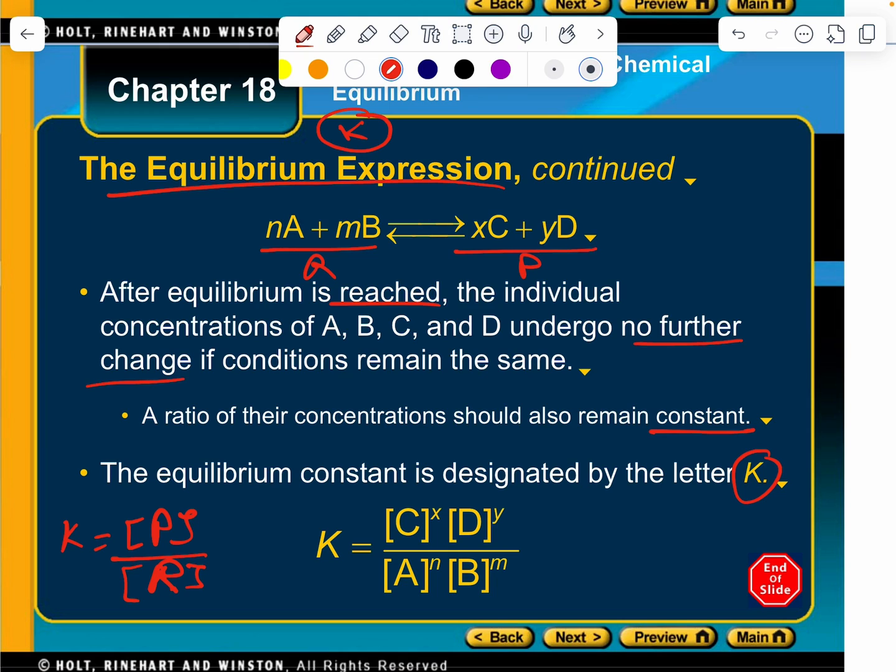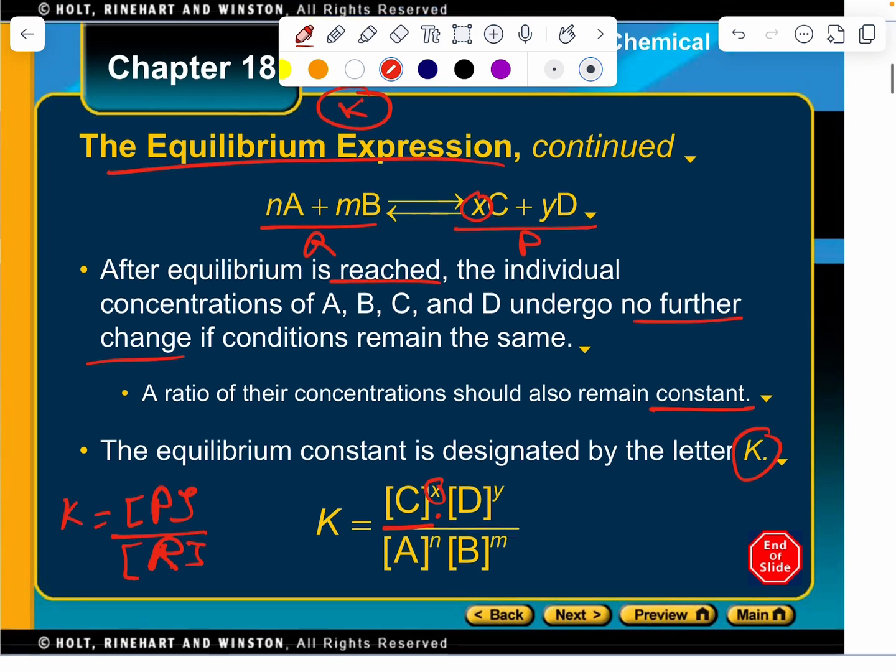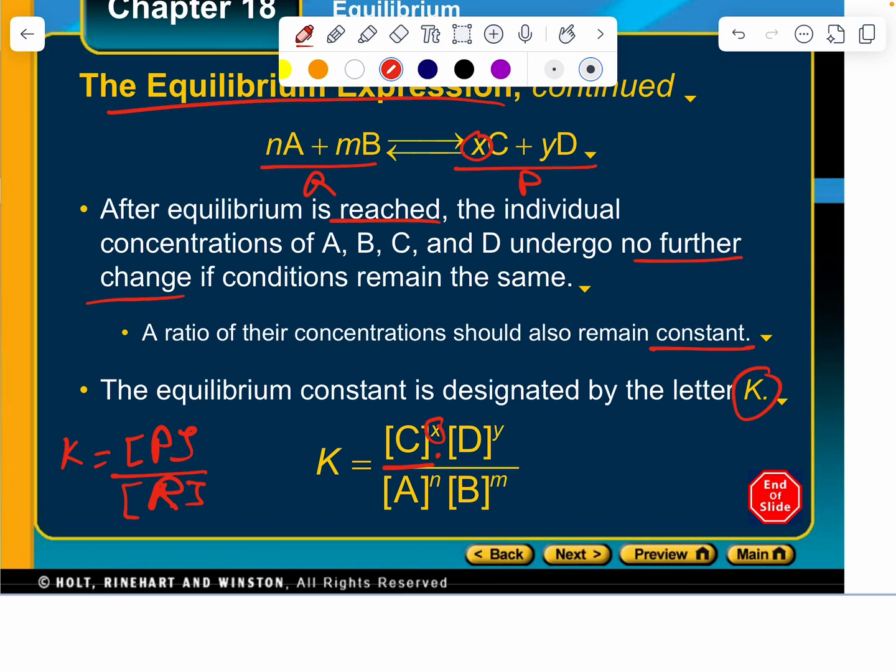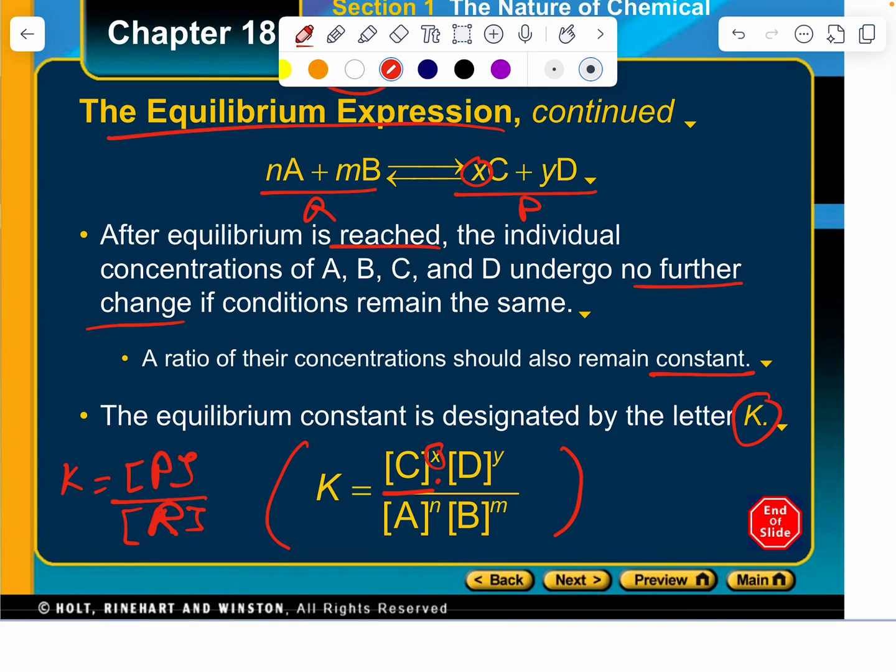As you see, this is the concentration of C multiplied by the concentration of D. The concentration of C is to the power of X, which is the coefficient of C. And here we have D to the power of Y, which is the coefficient of D. The same for A and B here. So this is the general formula for writing the equilibrium expression, and we call it K.